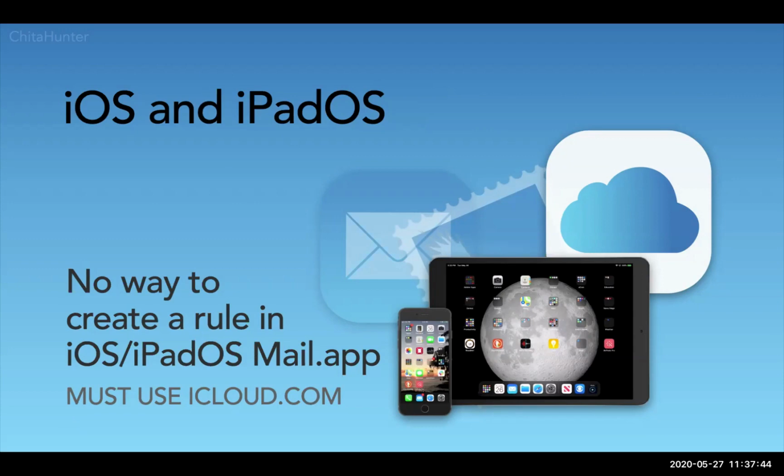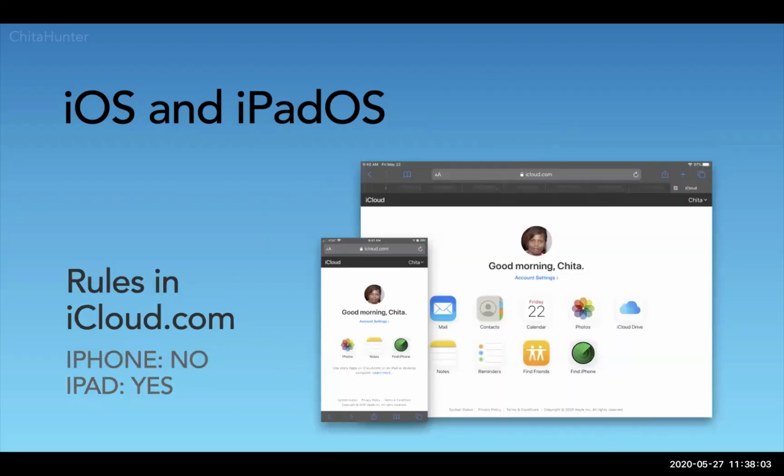And the first thing I want to say is that when you go to Mail on iOS, there's actually sort of no way to create a rule in your Mail app, and actually neither on iPadOS. What you have to do, you have to use iCloud.com. And when you open up iCloud.com on your iOS device, this is the thing you'll see.